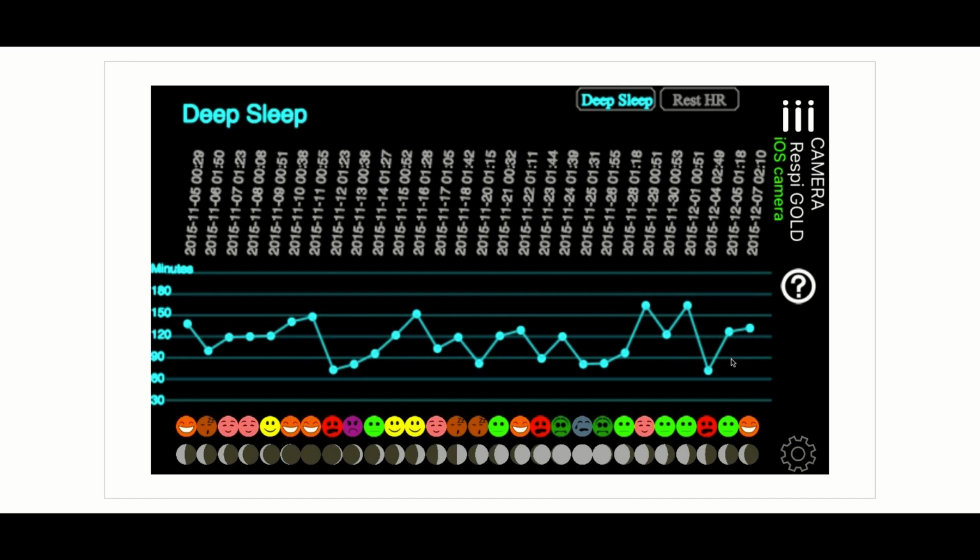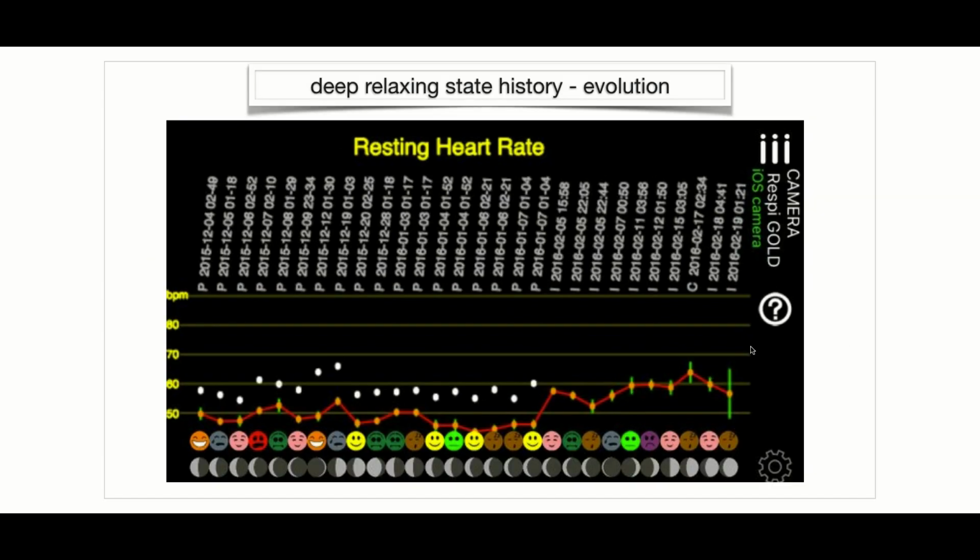Well, and this is here the evolution of the deep sleep part during a month. So you can see also that the way you're sleeping is a good indicator of stress. So this is one way to follow what's happening inside your body.